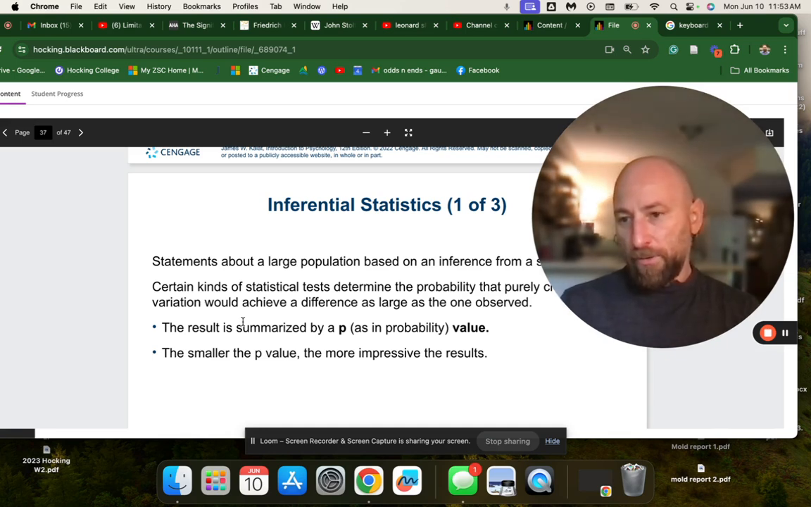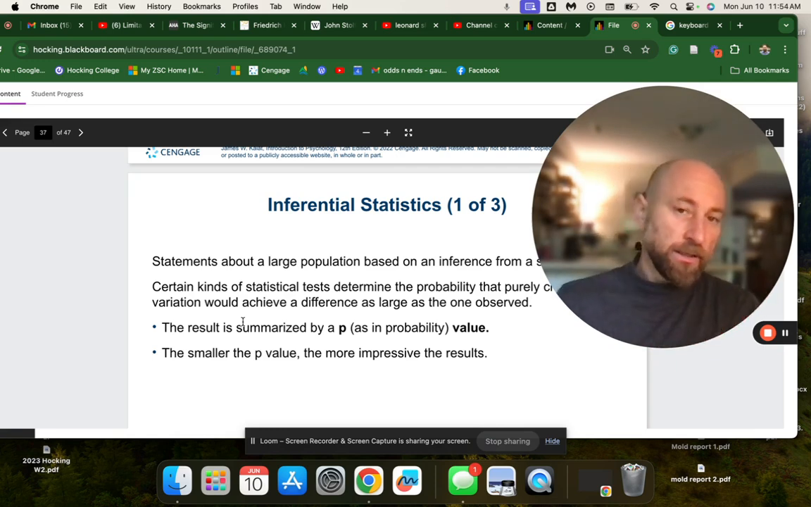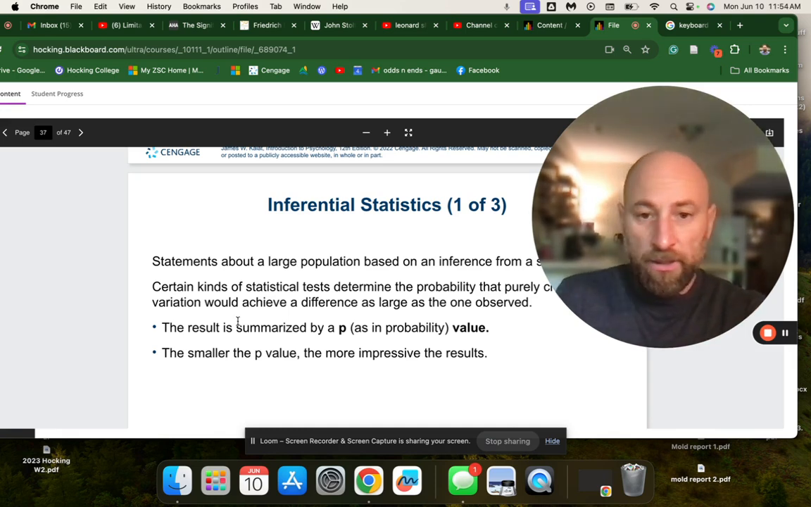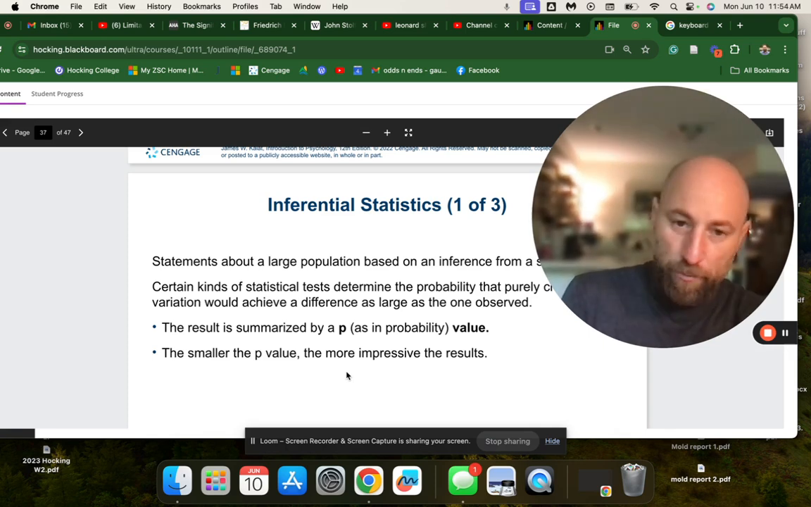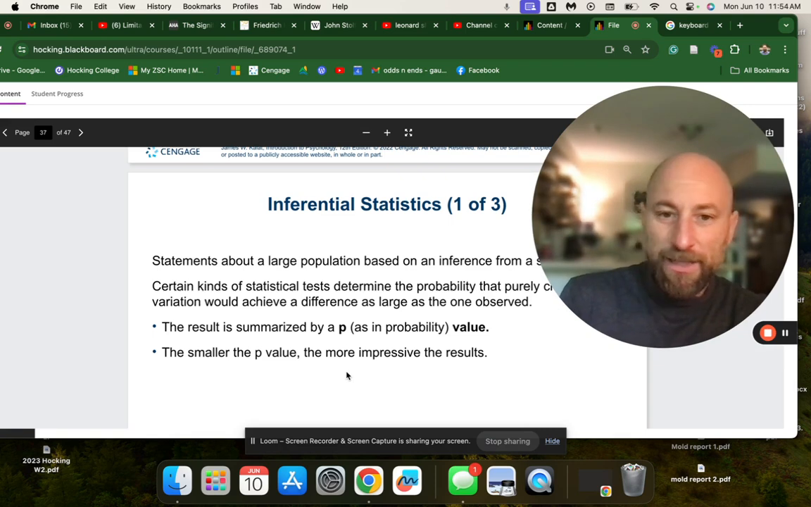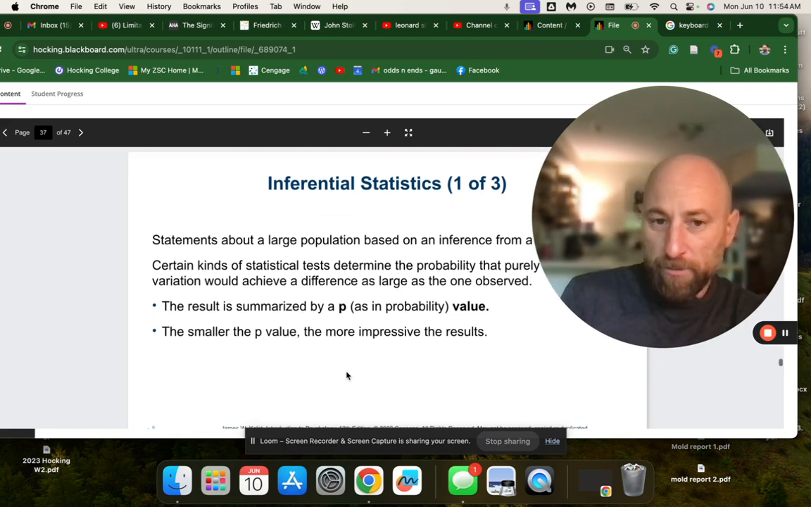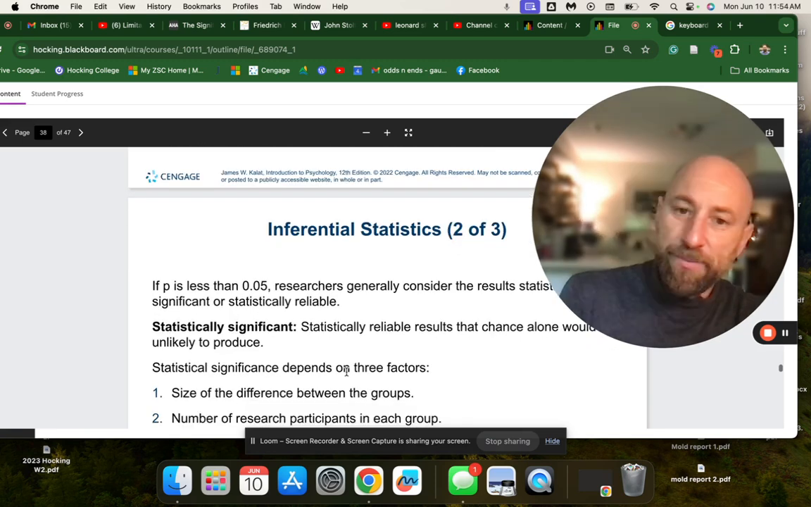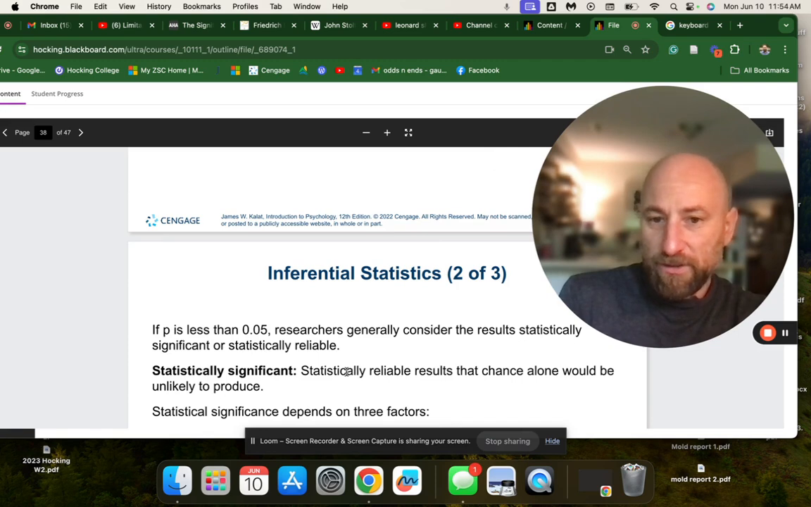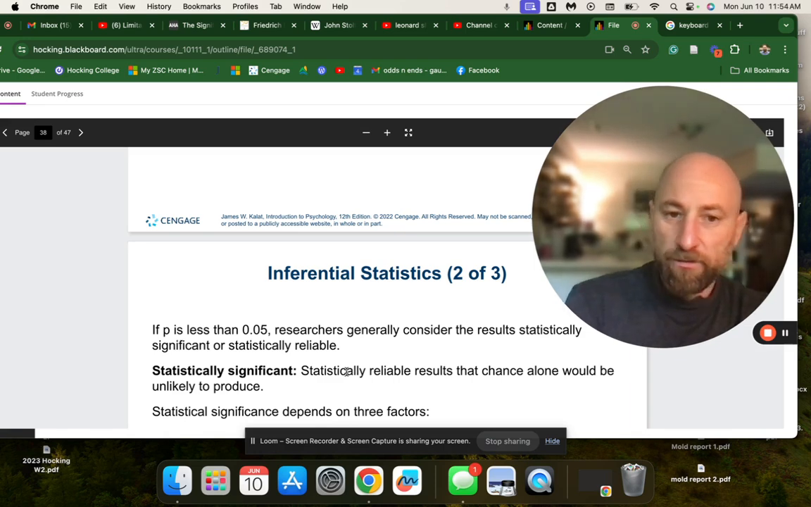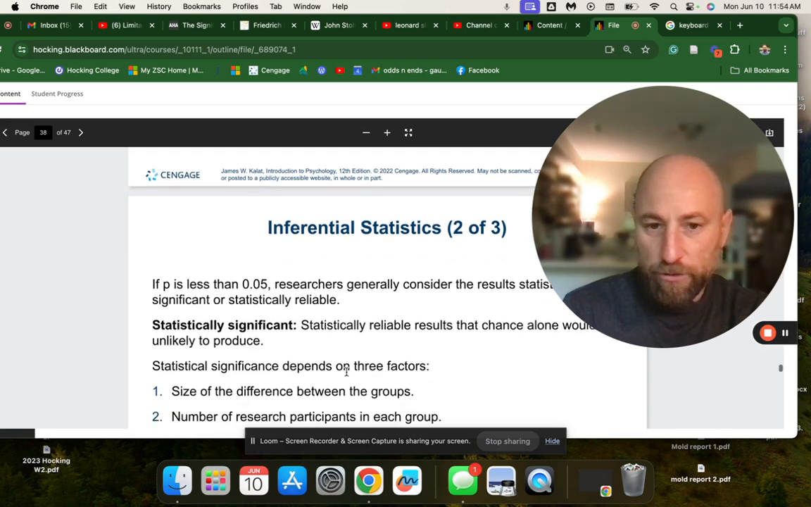So I've got a mean height for all the men and all the women in this class. Are women on average taller than men, or is there something going on here? There are statistical procedures I can use to tell me whether this is probably due to chance or whether this is actually a true result that will hold in the population. If I were to run a test like that and I only had 10 in each group, I would get a high p-value, which would mean a low probability that my hypothesis is true. If p is less than 0.05, researchers generally consider the results statistically significant or statistically reliable. Statistically significant, statistically reliable results are results that chance alone would be unlikely to produce.